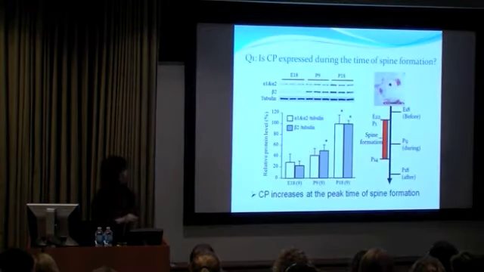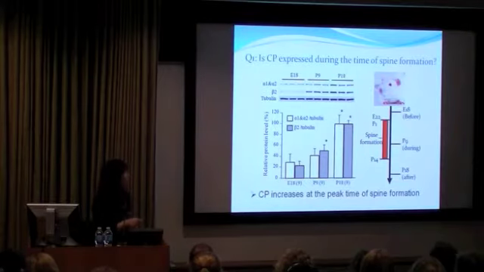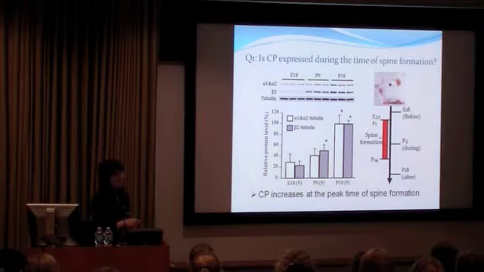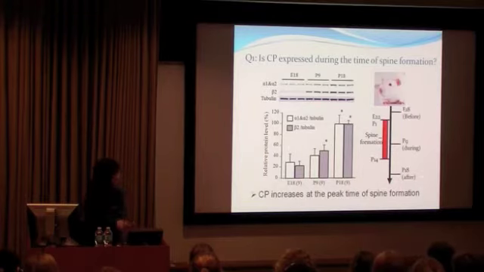So the first question, is it expressed during the time of spine formation? We performed Western blot to examine capping protein level at different developmental stages. Rat babies are usually delivered on embryonic day 22. And the first 2 postnatal weeks, from P1 to P14, is the peak time for spine formation. We chose 3 time points here, embryonic day 18, P9, and P18, which roughly correspond to before, during, and after peak spine formation.